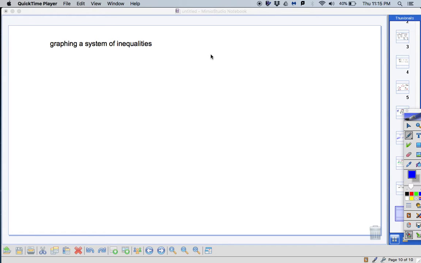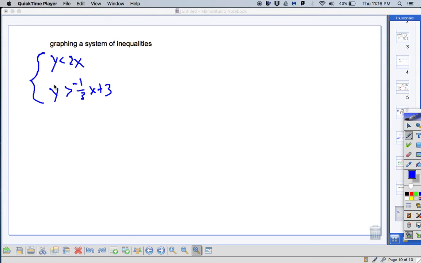Okay, today we're going to do the hardest thing with inequalities, which is graphing a system of inequalities. So first off, let's see what a system of inequalities looks like. Generally speaking, you're going to have a squiggly bar like this, and you're going to have more than one thing listed here. So maybe you have y is less than 2x, and then maybe you have y is greater than negative 1/3 x plus 3.